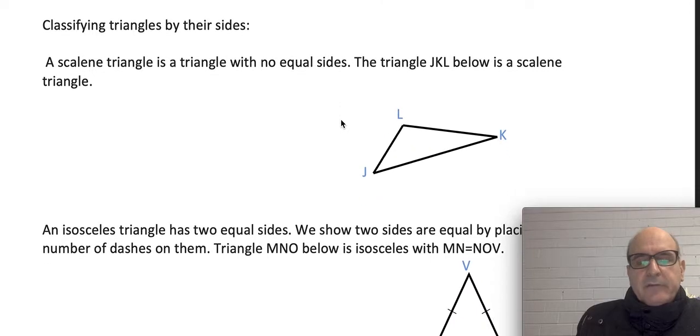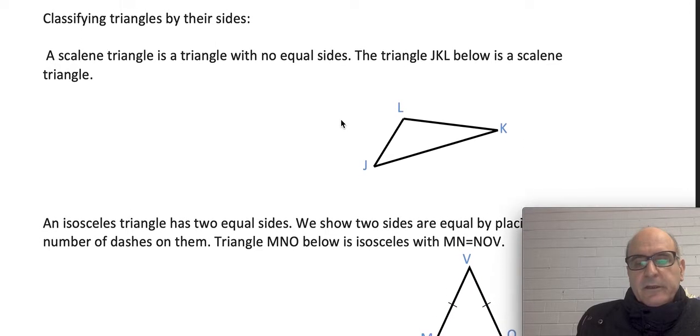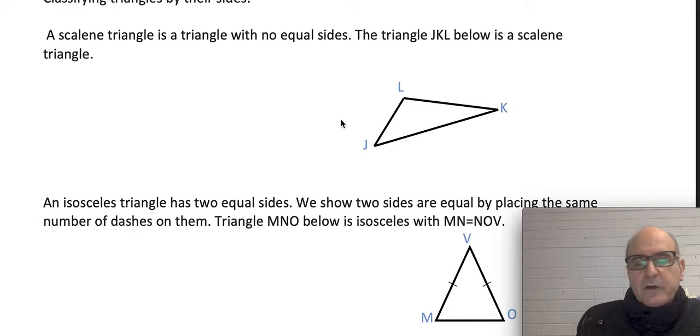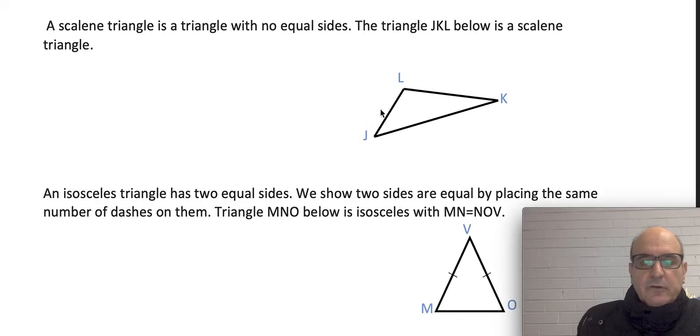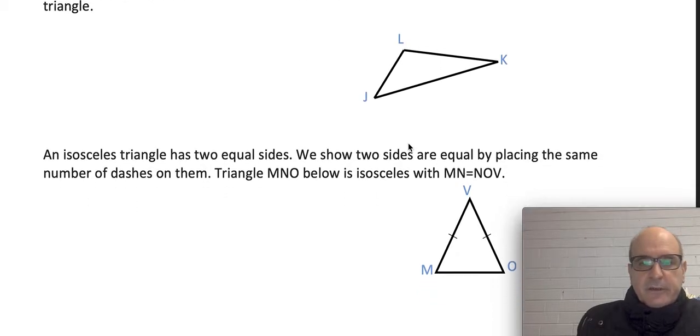Now we can classify triangles based on their sides as well, how sides compare to each other. This is an example of a scalene triangle. In a scalene triangle, no two sides are the same. As you can see, this is the shortest, this is the second shortest, and this is the longest one. So the side JK is the largest, side LK is in between, and side LJ is the smallest side. So no two sides are the same. We call it a scalene triangle.